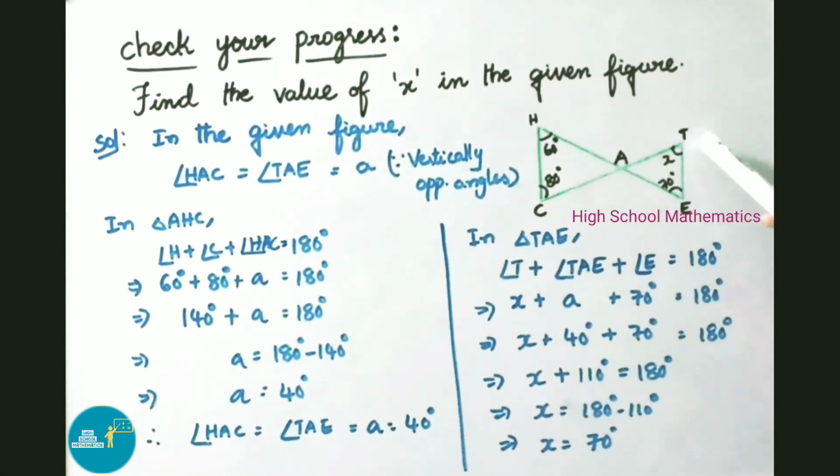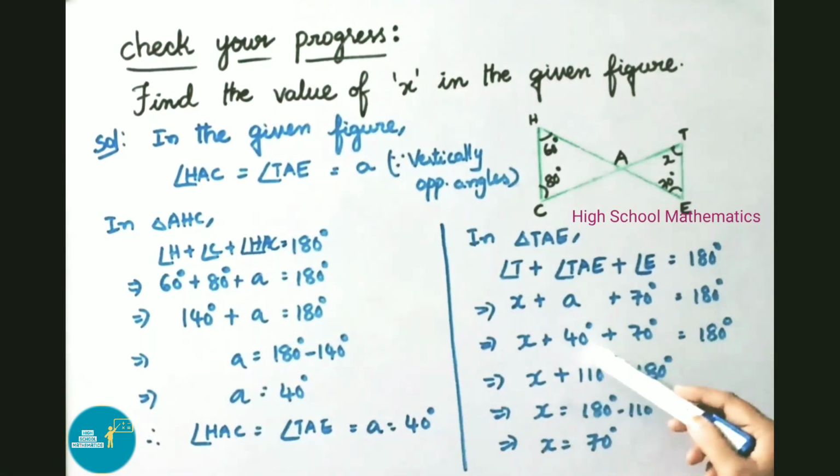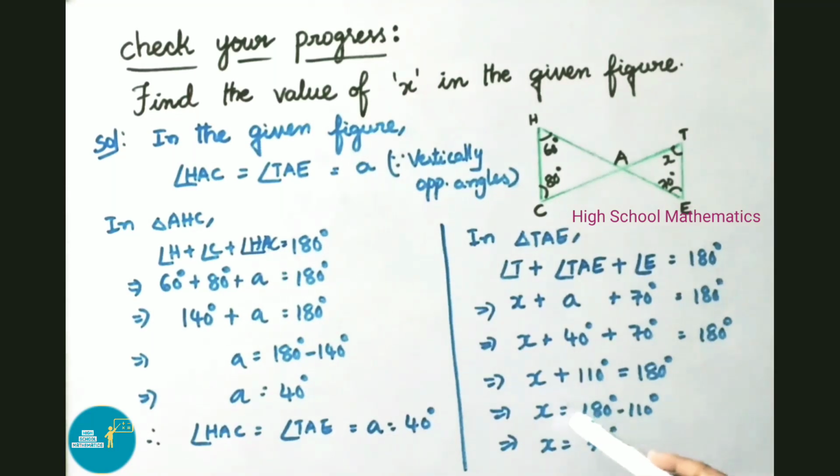From the figure, angle T means X, angle TAE means small a, plus angle E means 70 degrees, that equals 180 degrees. That implies X plus small a, we got here 40 degrees, plus 70 degrees equals 180 degrees. That implies X plus 40 degrees plus 70 degrees, that is 110 degrees, equals 180 degrees. That implies X equals, on transposing 110 it becomes minus 110, X equals 180 degrees minus 110 degrees, that is 70 degrees. Therefore X value is 70 degrees.